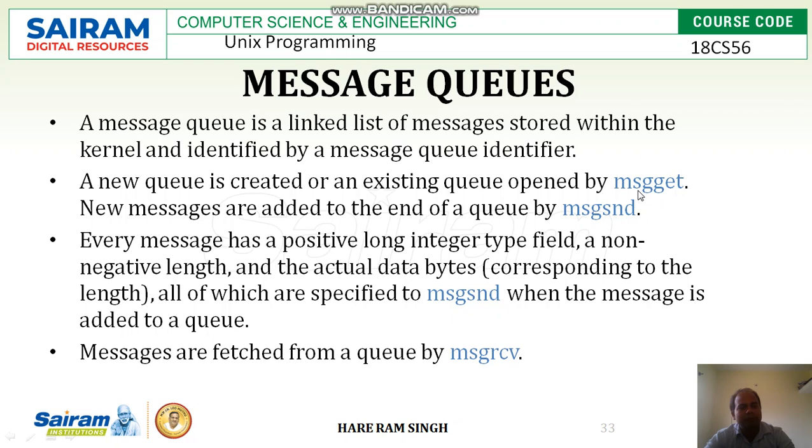So remember, msgget is a function used to either create a new message queue or open an existing message queue. Using msgsnd, we can send a message to the queue, or we can add a message in the queue. Then using msgrcv, we can receive the messages from the queue.